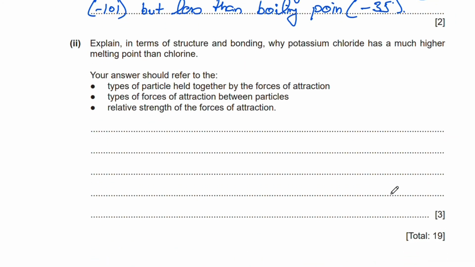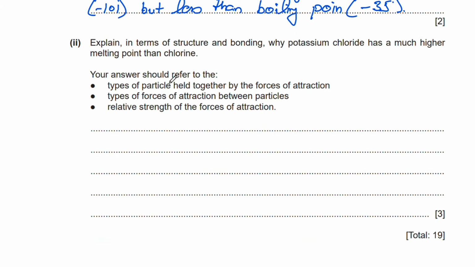Okay. Now, explain in terms of structure and bonding why potassium chloride has a much higher melting point than chlorine. Your answer should refer to the types of particles held together by the forces of attraction, the types of force of attraction between the particles, and the relative strength of the force of attraction.